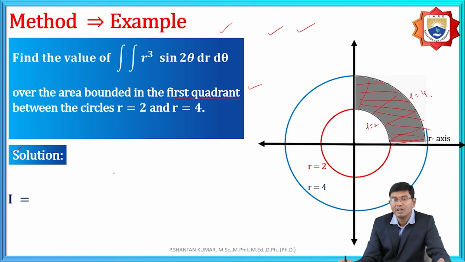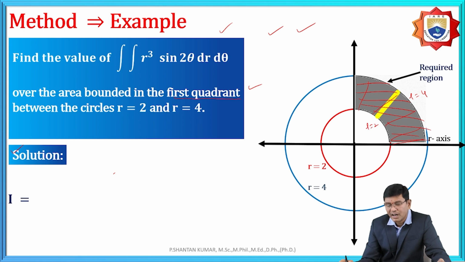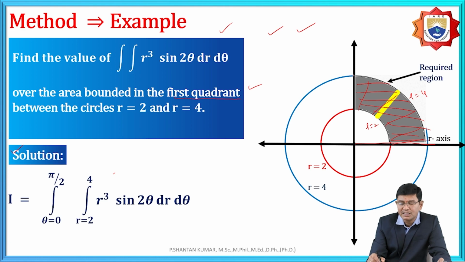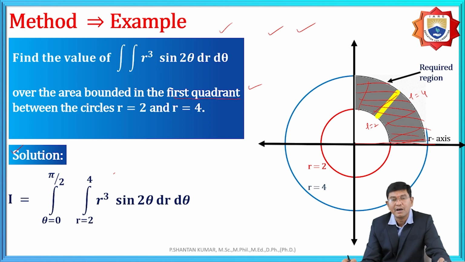That means the lower limit is r is equal to 2 and the upper limit is r is equal to 4. Therefore, r is equal to 2 is the lower part and r is equal to 4 is the outer part. For the theta limits, we need to understand properly where the total bounded region is occupied. Theta occupies the angle in between. The first quadrant is theta equal to 0 on the x-axis, and on the y-axis the bounded region is clearly pi by 2.